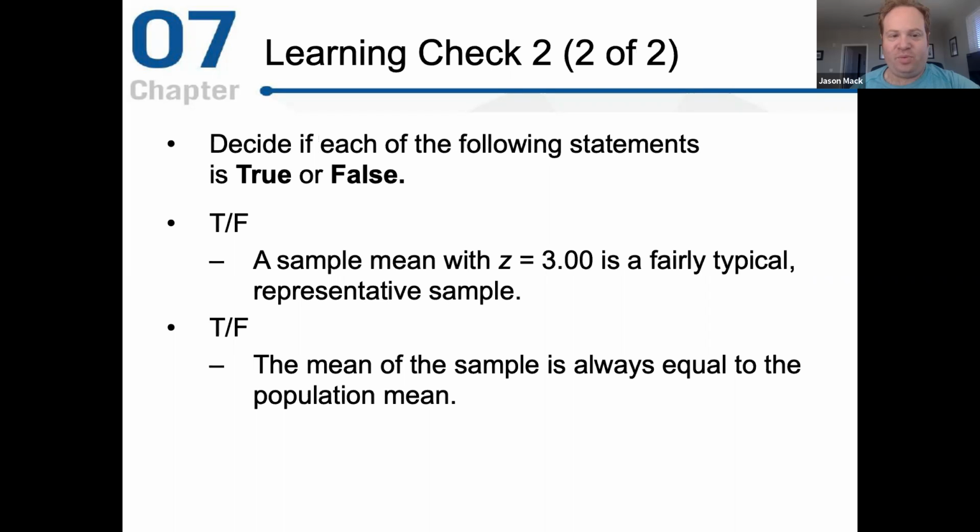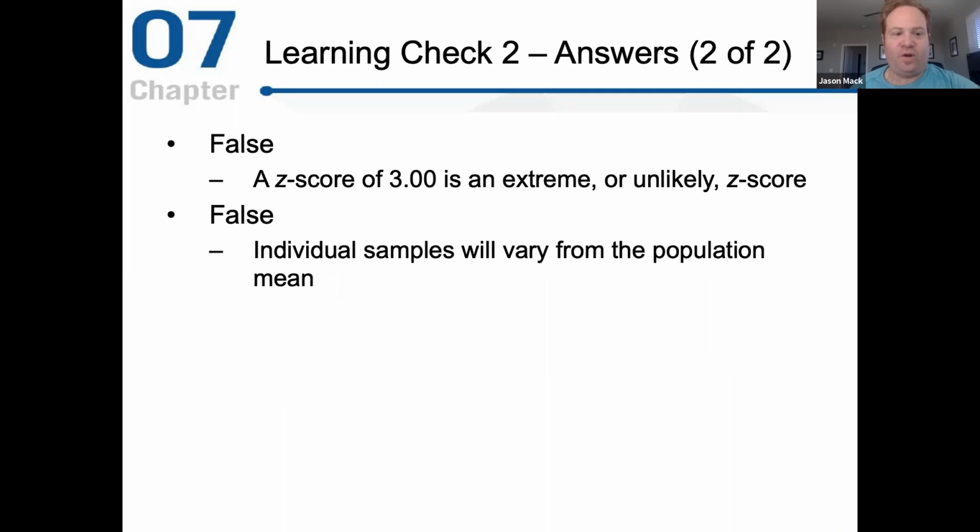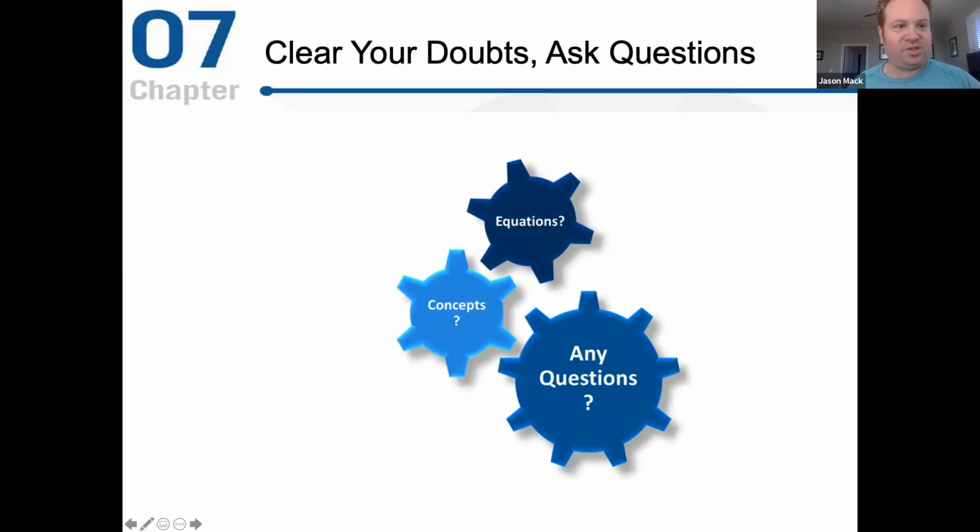A sample mean with a z-score of 3 is a fairly typical representative sample, or the mean of the sample is always equal to the population mean. False. A z-score of 3 is an extreme or unlikely z-score. False. Individual samples will vary from the population mean. If you have questions, thoughts, concerns, please do reach out.